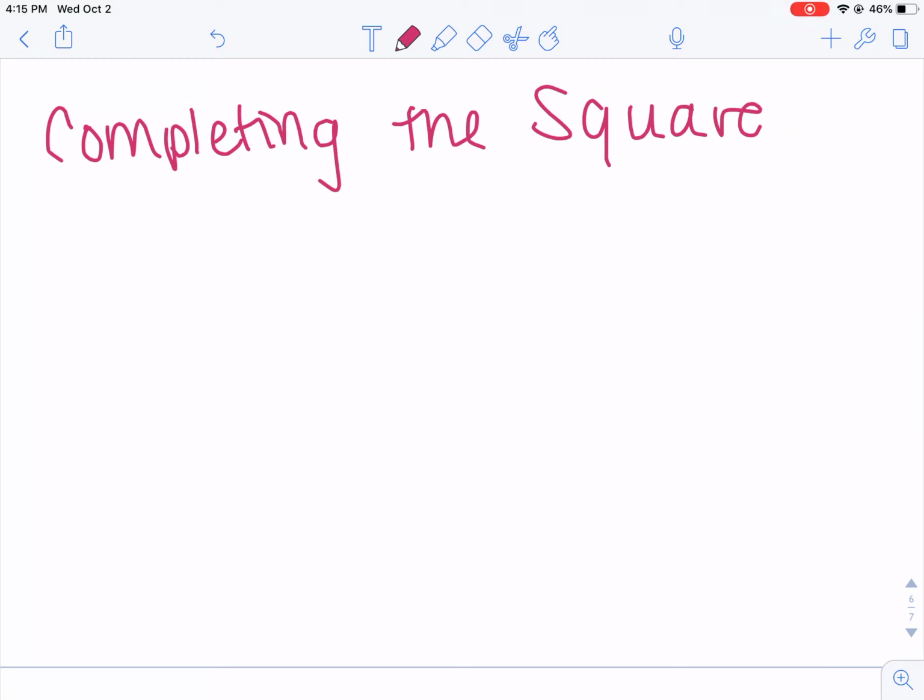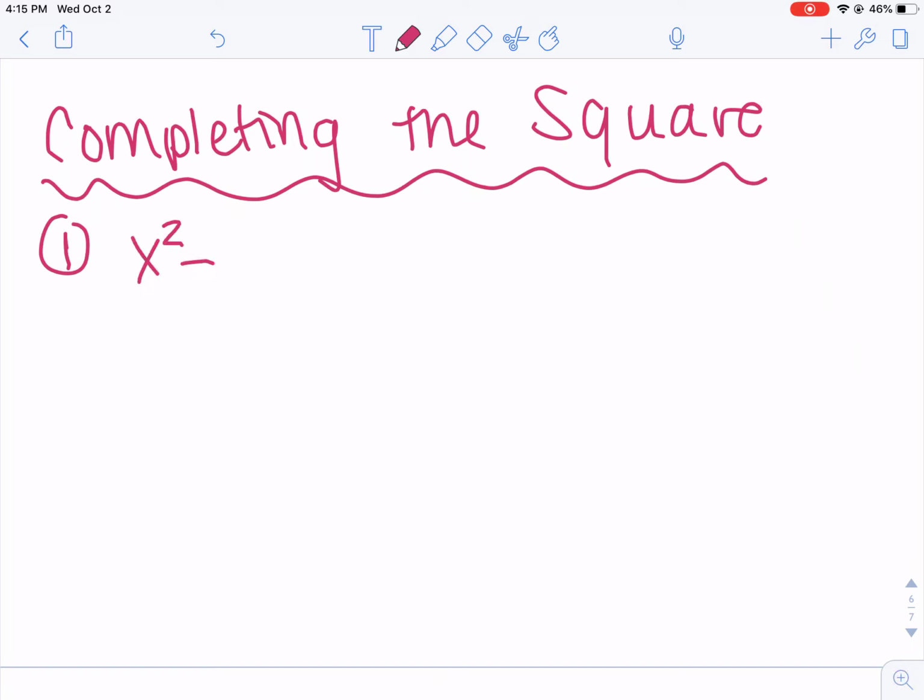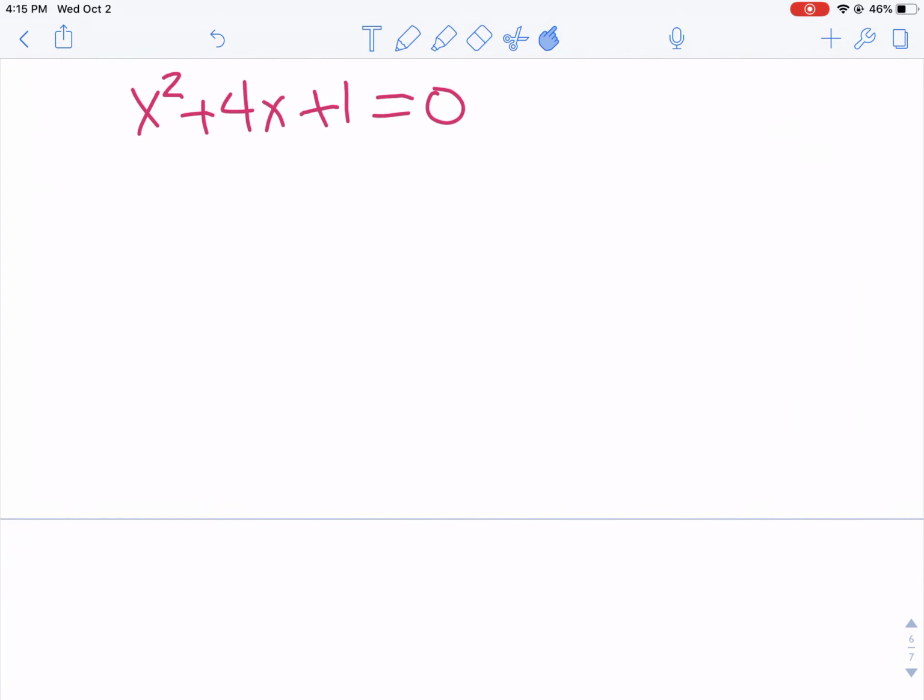So here's an example, all right, of completing the square. And then once we do an example, then we'll go through and we'll talk about the steps for completing the square, okay? So we have x squared plus 4x plus 1 equals 0. So as we do this problem, I'm going to write the rules down here for us.